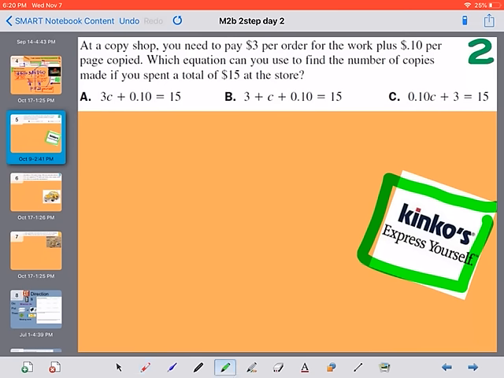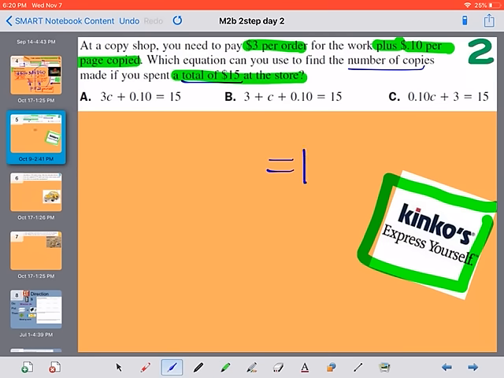It says at a copy shop you need to pay $3 per order for the work that you want done, plus $10 per page copied. Which equation can you use to find the number of copies made if you spent a total of $15 at the store? So right here we spent a total of $15. That tells me right away that everything equals 15. So if we look at our answer choices, this equals 15, this equals 15, and that equals 15. So right now we can't eliminate any of the choices.